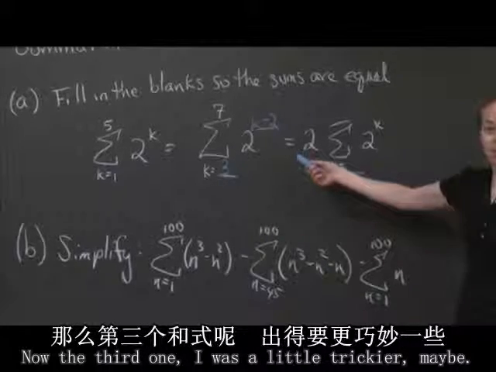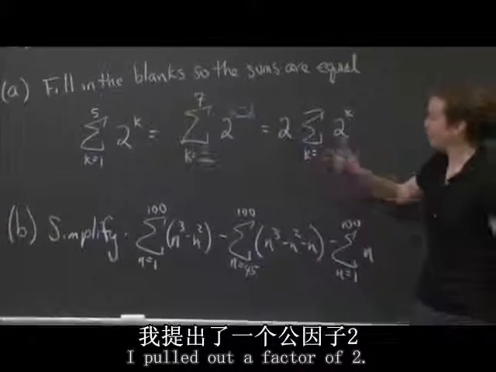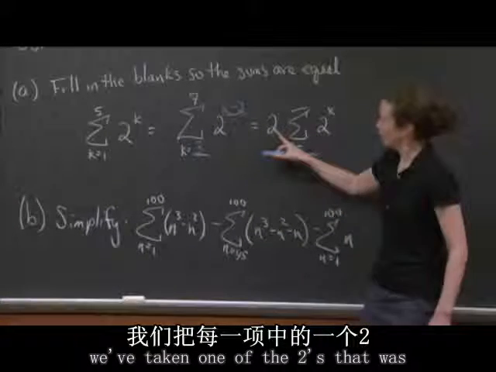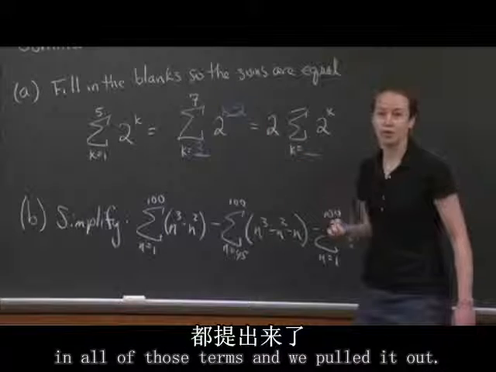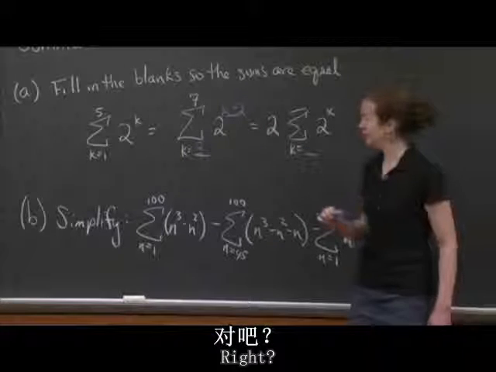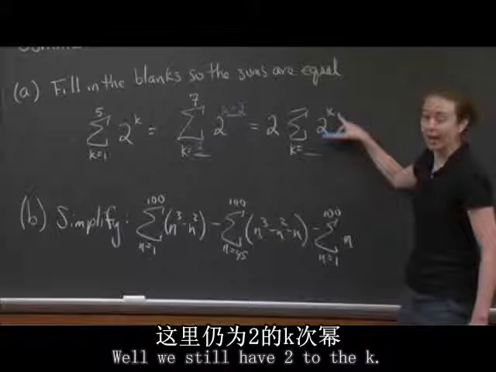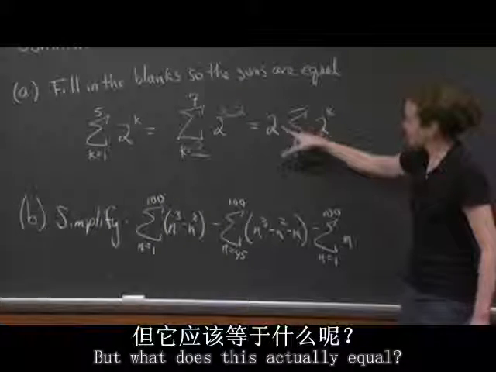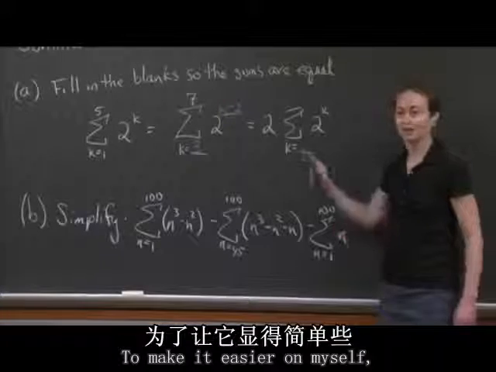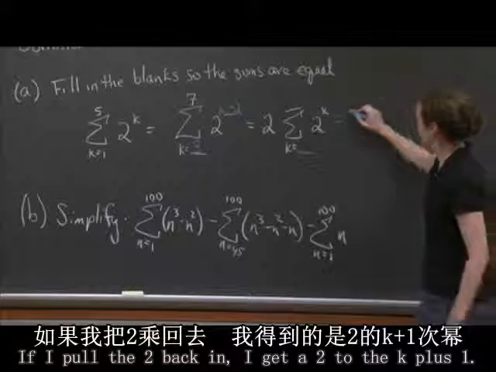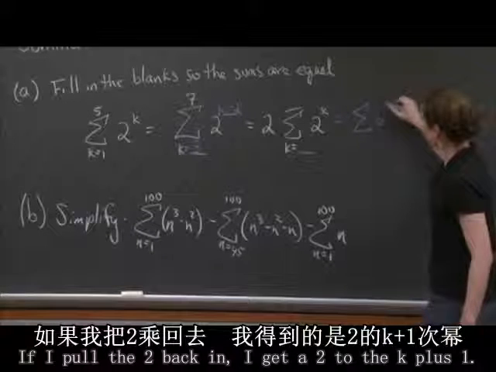Now the third one was maybe a little trickier. I pulled out a factor of 2. And so now what we've done is we've taken one of the 2's that was in all of those terms, and we've pulled it out. So what do we have here? Well, we still have 2 to the k. But what does this actually equal? To make it easier on myself, I'm going to rewrite this in another way. If I pull the 2 back in, I get a 2 to the k plus 1.